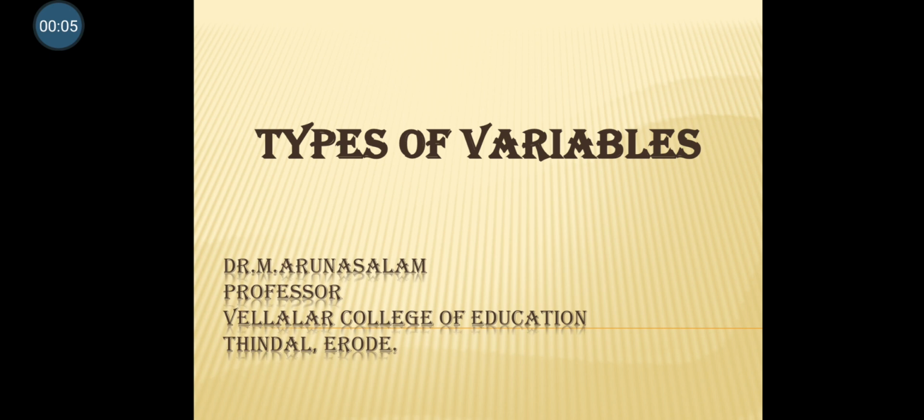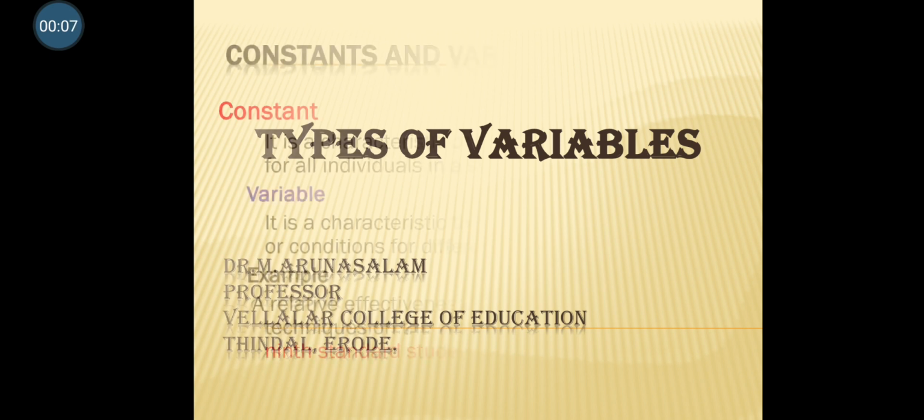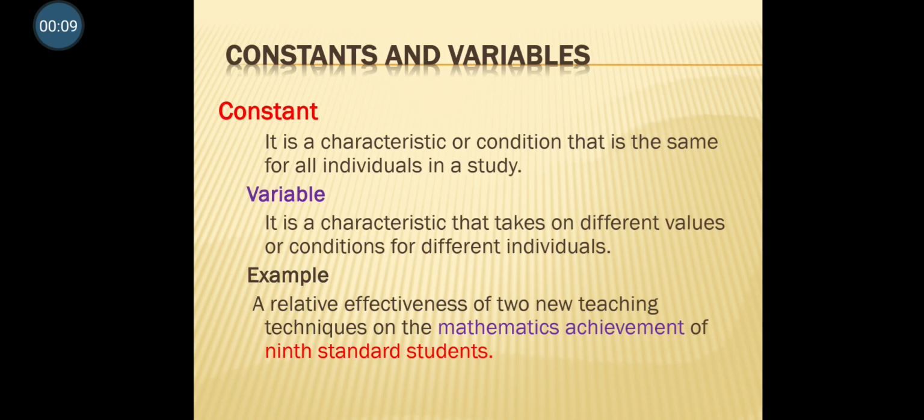Today we are going to see about the types of variables. Before going for variables, we should know what is constant. Constant is a characteristic or condition that is same for all the individuals in a study. For example, if you are going to see the relative effectiveness of mathematics teaching technique of ninth standard student, here ninth standard students are constants.